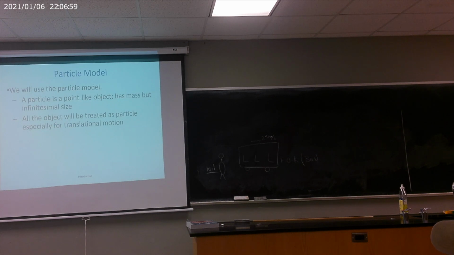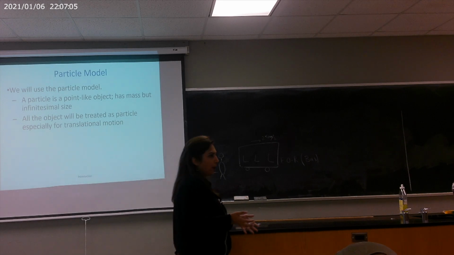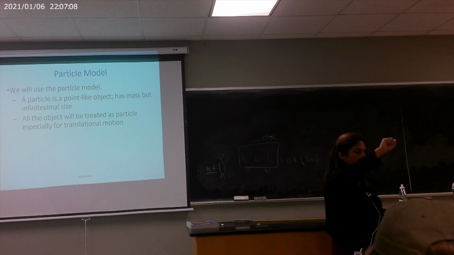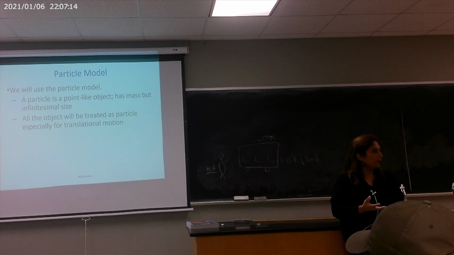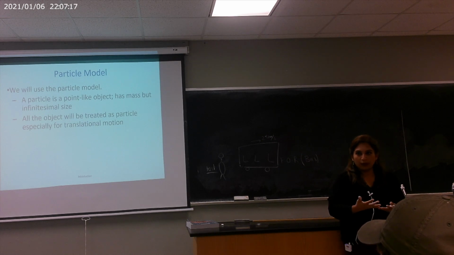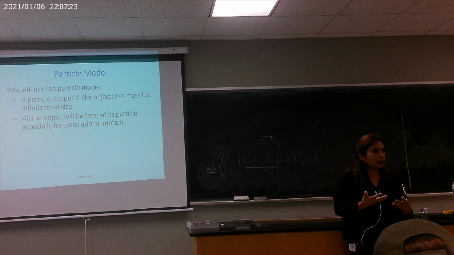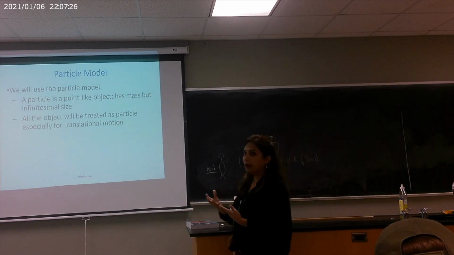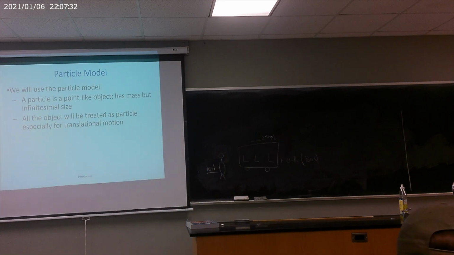We are always going to take any object as a particle. When we talk about the car, we're going to call it a particle. Don't think that you're going to make your car like a very small thing. You are just considering it as a compact object. It has a center of mass, and basically you are looking at the motion of that center of mass. It has a mass, but its size is really small. So the particle model will always be used to describe all the objects.